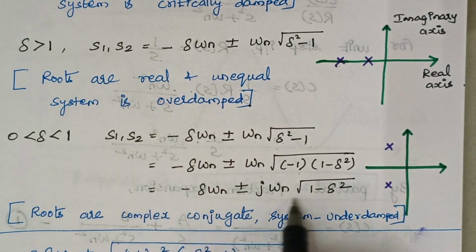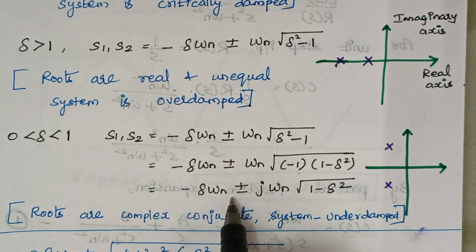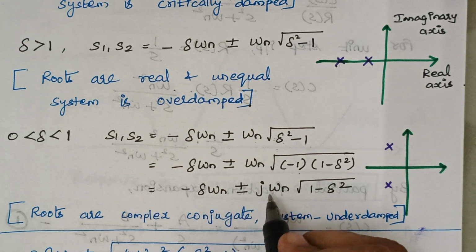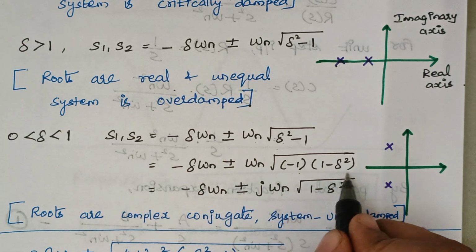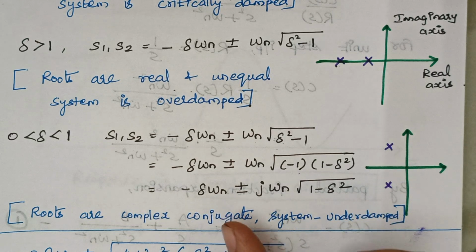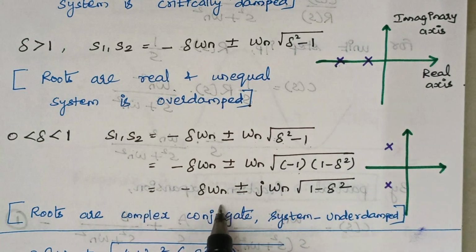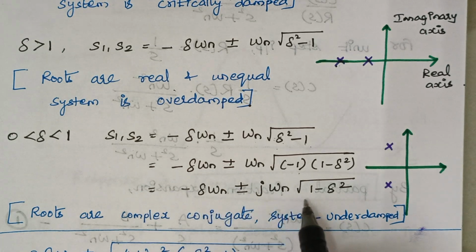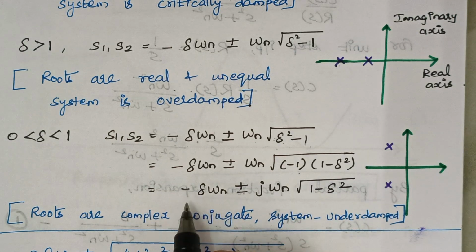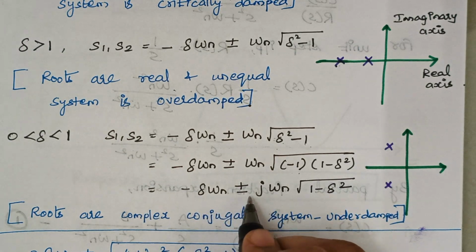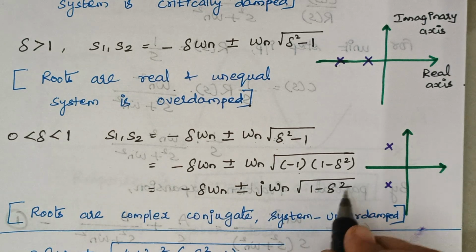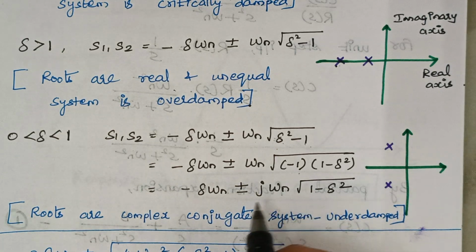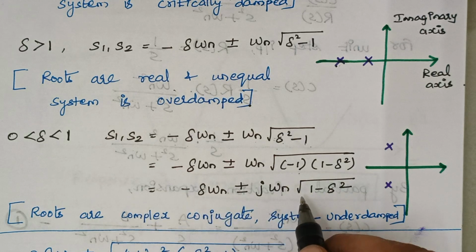Finally, our equation gets reduced to minus zeta omega n plus or minus j omega n into root of 1 minus zeta square. So in this case, when you write this equation, you will have one root as minus zeta omega n plus j omega n root of 1 minus zeta square. And another root will be minus zeta omega n minus j omega n into root of 1 minus zeta square. So these are the two different roots.